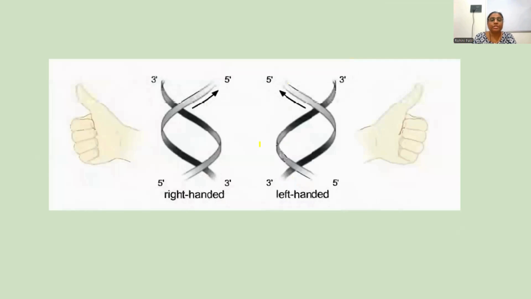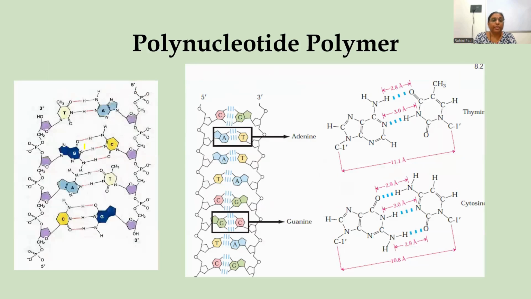Now going to the next one, the DNA may be right-handed or left-handed, but most often the structure present is a right-handed double helix. Now here you can see the base pairing in the polynucleotide polymer, and this internal structure has been given here.